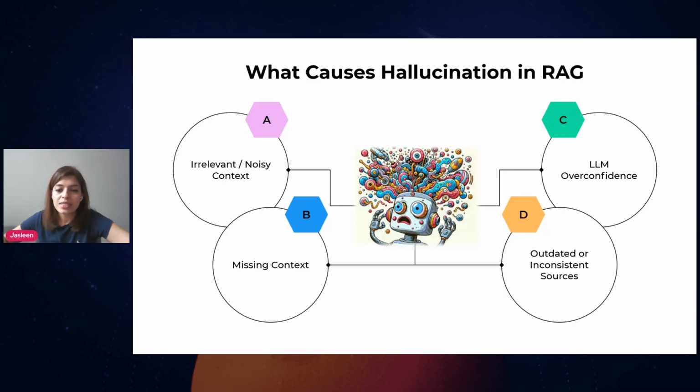So, hallucination isn't just about the LLM making things up. It's often a symptom of retrieval issues, embedding mismatches, or data quality problems. Fixing the problem of hallucination requires us to look deeper into the entire RAG pipeline and not just the generation step.